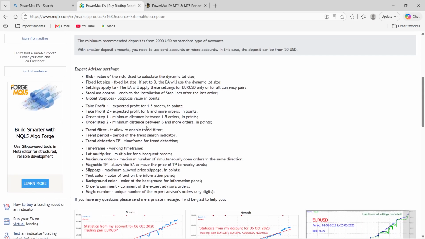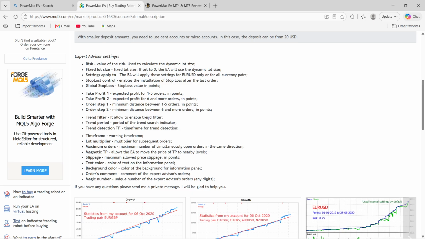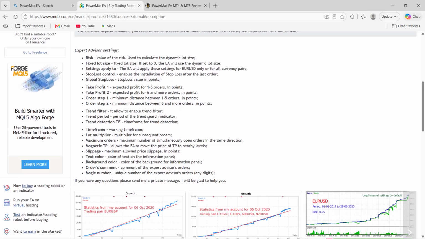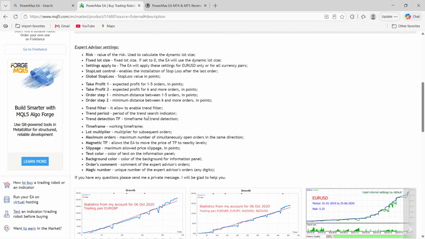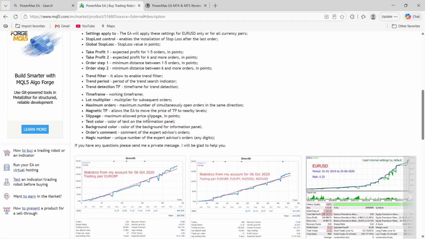Alright, so we've already gone through most of the settings. You can see it's pretty straightforward. You've got options for dynamic lot sizing or fixed lots if you want control. Settings apply to lets you use the built-in pair presets or go custom across everything. Then stop loss control to turn on that global protection, global stop loss in points, the two take profits, two order steps, lots multiplier, and maximum orders. Trend filter on or off plus its period and time frame. Magnetic TP, slippage control, magic number, comments, just basically the usual stuff.